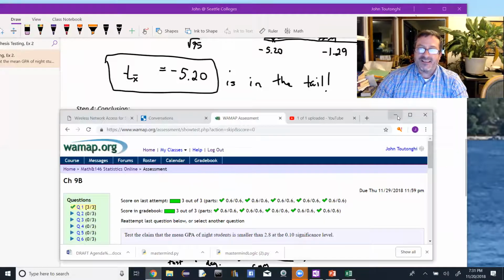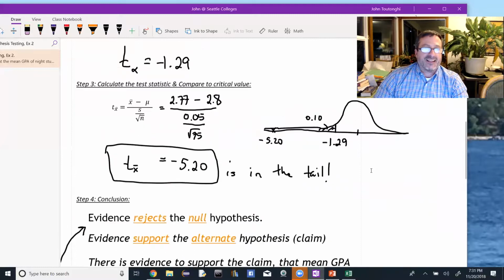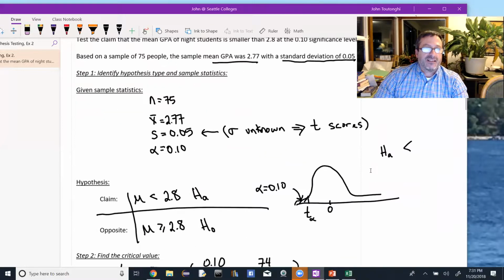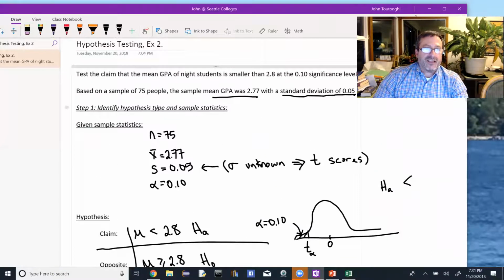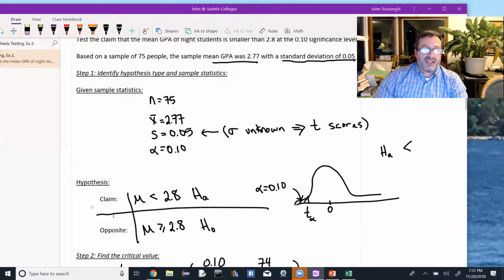So recapping this problem, I did want to plug those answers in in case I had made a mistake, and then we can catch it right away. Just recapping this process: listing out the hypotheses type and the sample statistics, stating the claim and its opposite. The one with the equal sign is the null hypothesis. The other is the alternate. The alternate determines the type of tails. So a less than in this case determined that it was left-tailed. A greater than would be right-tailed, and a not equal to would be two-tailed.